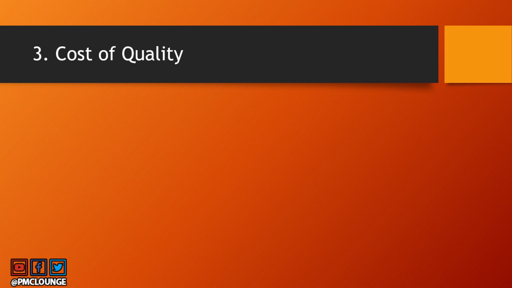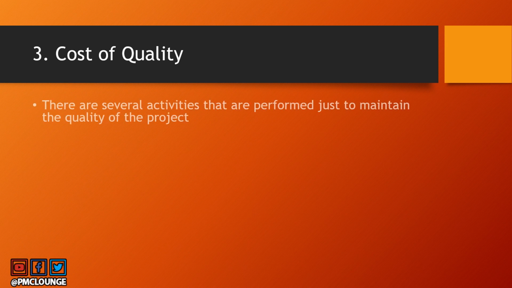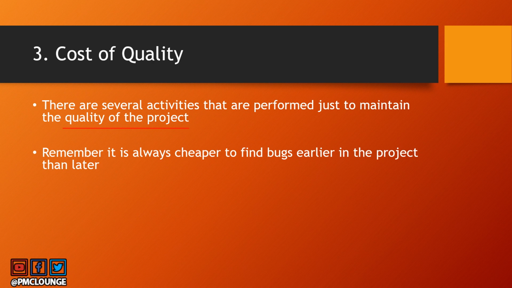Now, the third tool is cost of quality. What do we mean by cost of quality? So, several activities in your project are performed just to maintain the quality of the project. And what are we talking about here? So, it is always cheaper to find bugs earlier in the project than later.